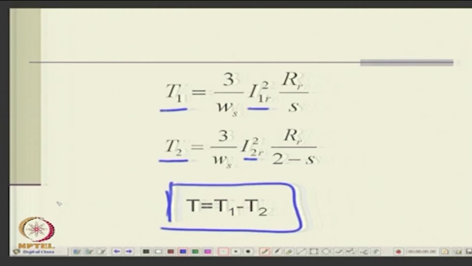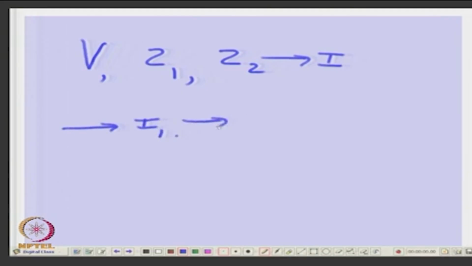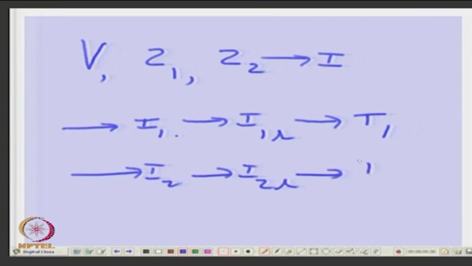Is it clear? So, if you have a 3 phase motor with one line disconnected, you analyze like this, so long as you know at each speed what Z1 and Z2 are. At that speed you can calculate the current, that will be the supply current. The steps are: you know V, you know Z1, you know Z2, then from this you calculate I, from there you calculate I1, then you calculate I1R, then you calculate T1, and similarly you calculate I2, from there I2R, then T2.